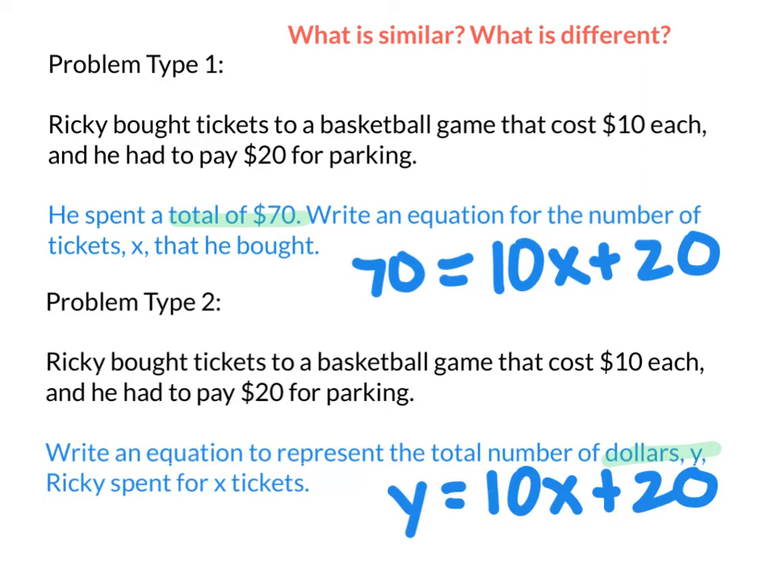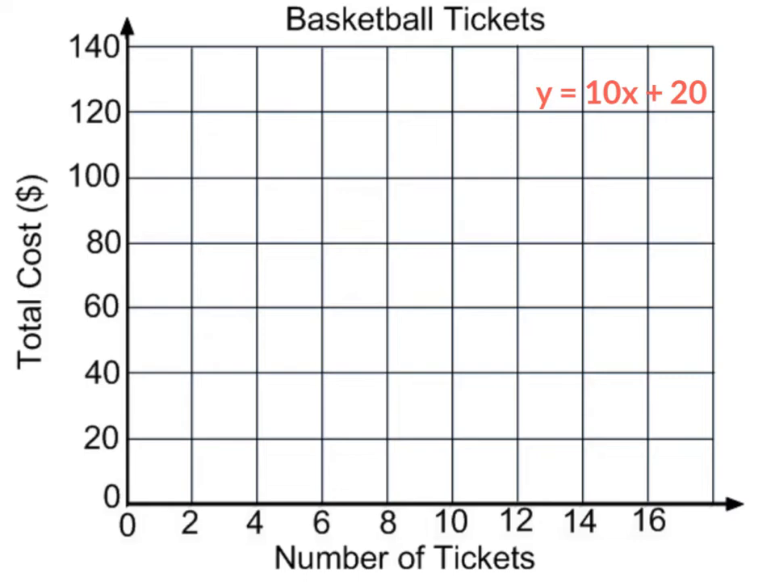So what would that look like in a graph? Well, in this graph, y equals 10x plus 20, we are going to start by first graphing our y-intercept. So we start with the charge that we have for parking, which is $20. So at (0, 20), we put a point. And then for every ticket, we're going to spend $10. So if we were to get one, we would have spent $10 plus 20, which is 30. If we got two tickets, it would be $20 plus 20, which is 40, and so on.